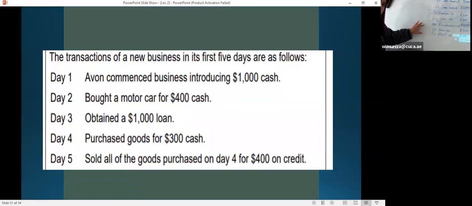And the remaining 100 is profit made. Because the goods were costing 300, we are selling them for 400. So the remaining 100 is profit for us. So we are crediting profit also.